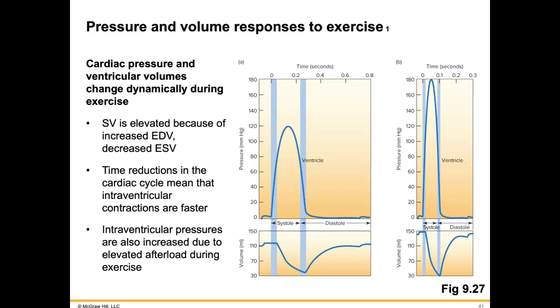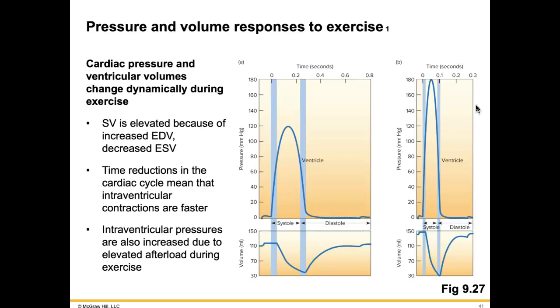If we look at these two graphs too, we can see that here is what our heart is doing when we are at rest, and this is our heart when we are exercising. And notice how we have time reductions in the cardiac cycle. If we look at the cardiac cycle over here at rest, we see that it takes about 0.8 seconds, whereas when we're exercising, it takes about 0.3 seconds.